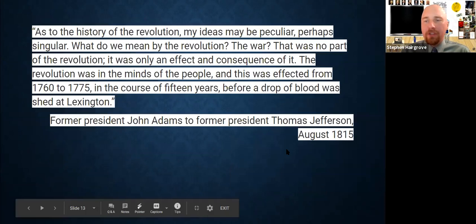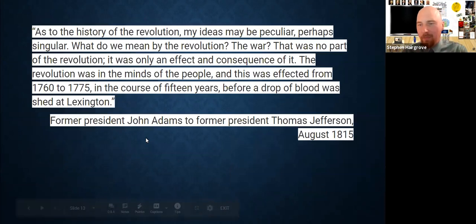But I do want to read you a quote from John Adams. This is him reflecting much later on. He said, "As to the history of the revolution, my ideas may be peculiar, perhaps singular. What do we mean by the revolution? The war? That was no part of the revolution. It was only an effect and consequence of it. The revolution was in the minds of the people and was effected from 1760 to 1775, over the course of 15 years before a drop of blood was shed at Lexington."